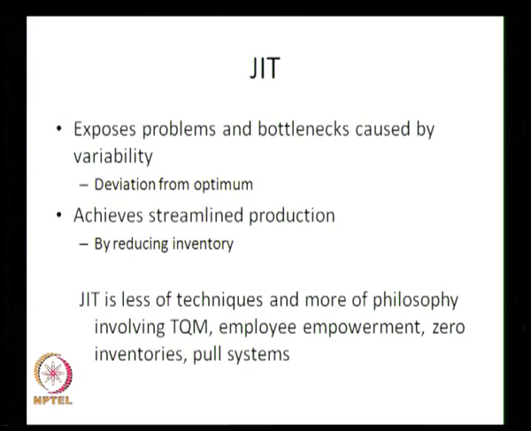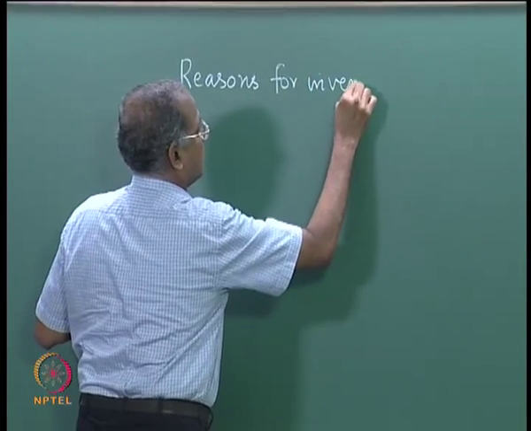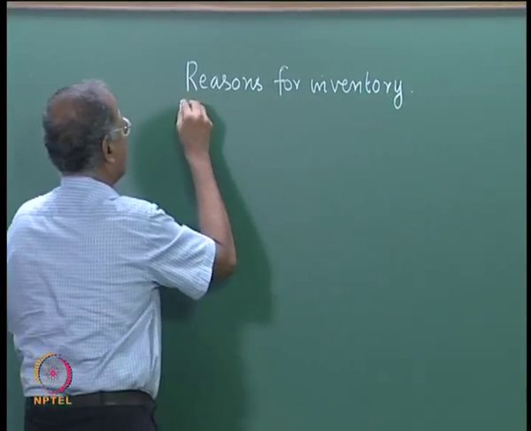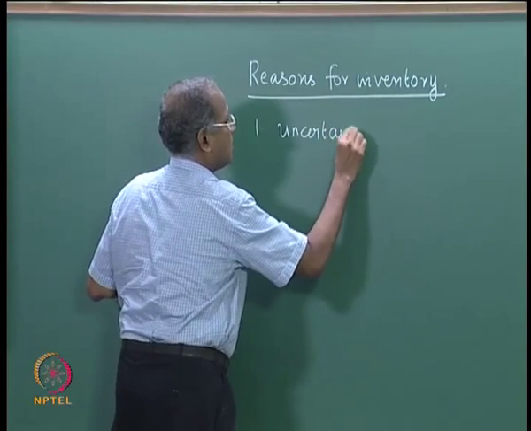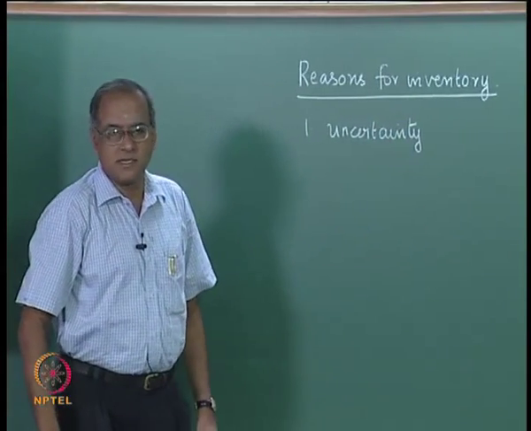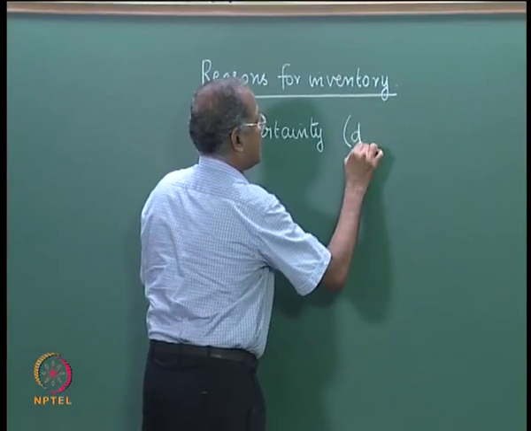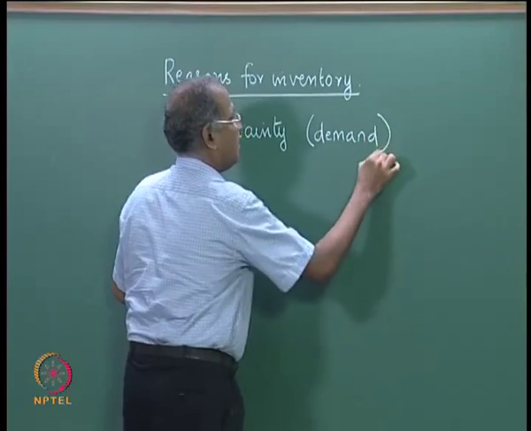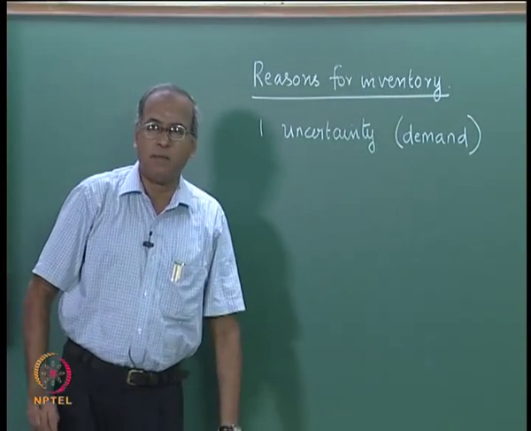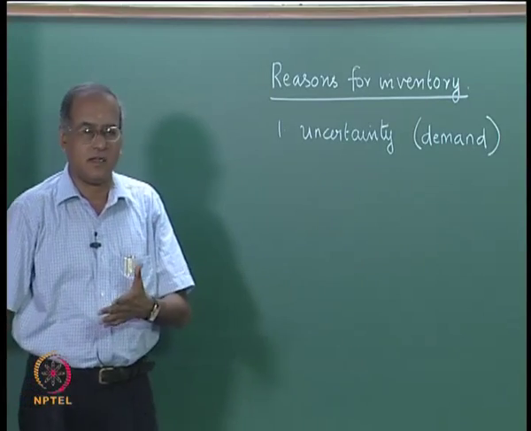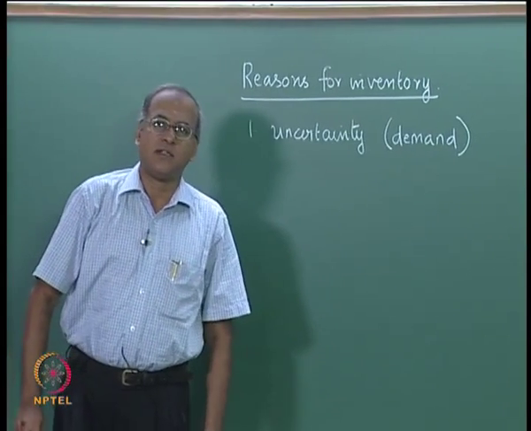One of the main reasons is uncertainty, particularly uncertainty in the demand. The easiest way to counter uncertainty is to have inventory, and it became common practice to increase the inventory so that any fluctuation in demand or uncertainty in demand could be met comfortably.